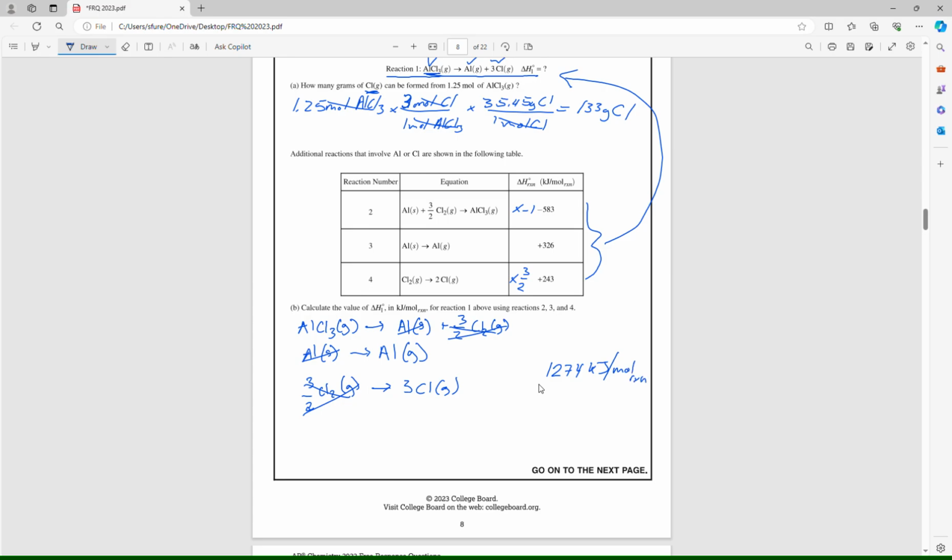Just to write out the math for that, it would be -583 times -1 plus 326 plus 243 times 3/2. And that gives us our answer here.